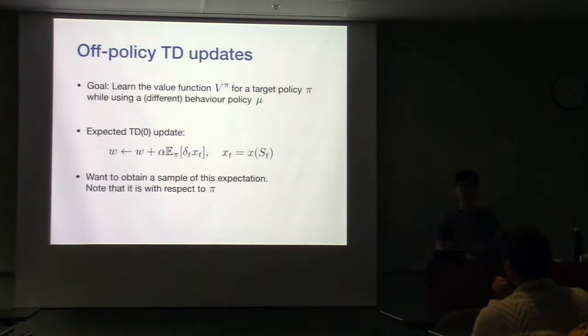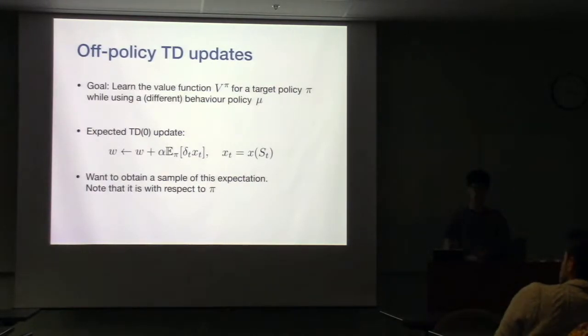And this expectation is over all the stochasticity. So this is the stationary distribution that picks the states, the policy, and the transition dynamics. So we want to get a sample of this expectation, but we behave according to mu, and this expectation is according to pi. So to do this, we can use a couple of techniques. So the first is importance sampling.